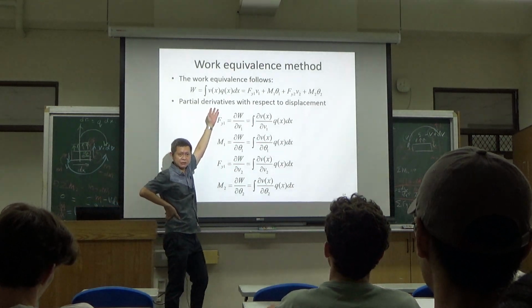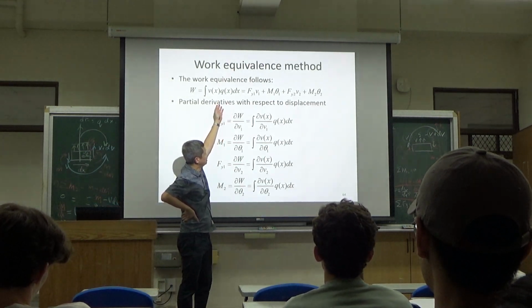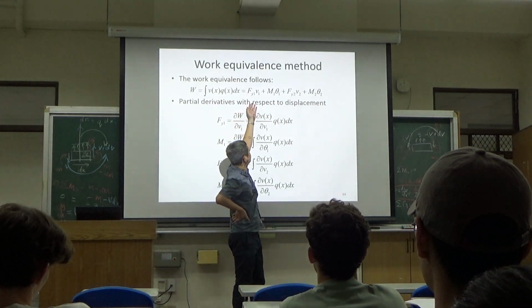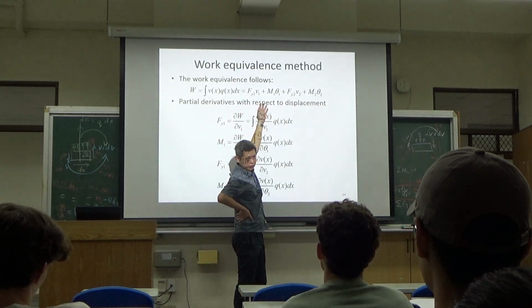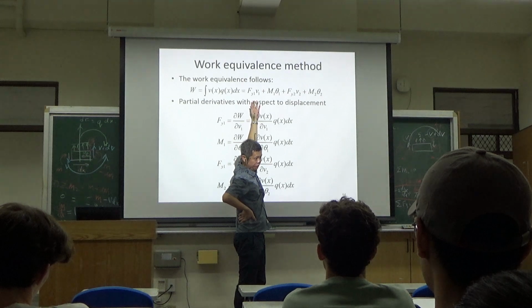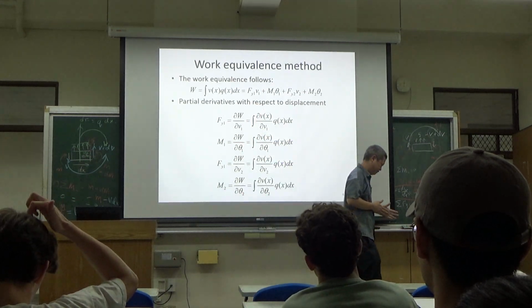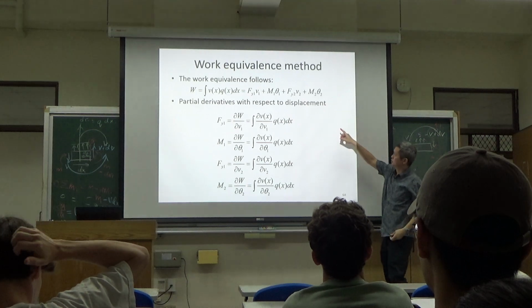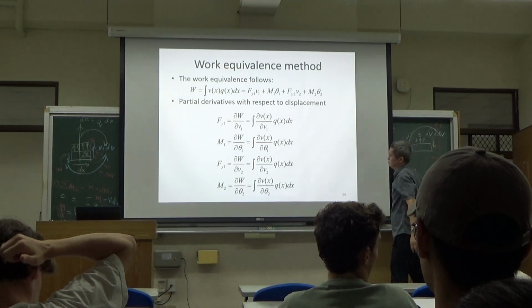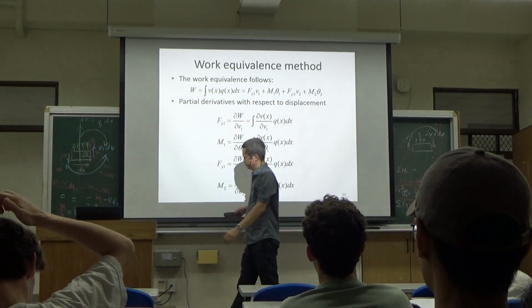So by writing these equivalence equations, the real work done by the vertical distributed force is equal to the work done by the lump force on each node, the lump force on node 1, and that force will be moment and vertical force. Okay? So, okay, let me write them down if you are not sure.